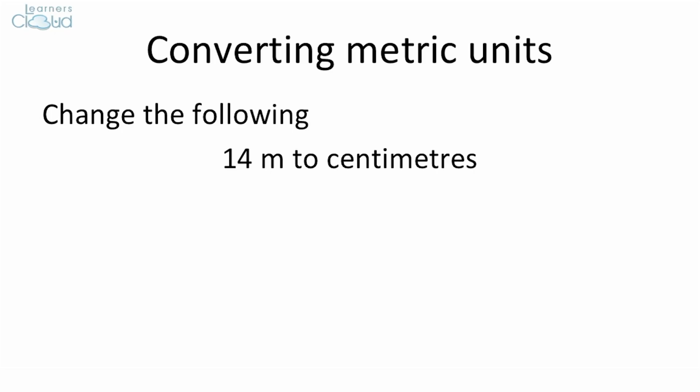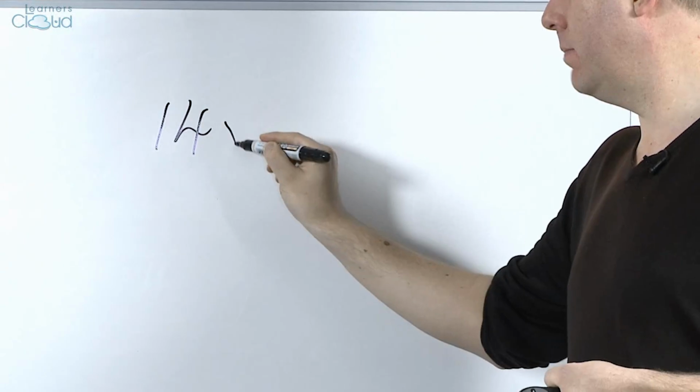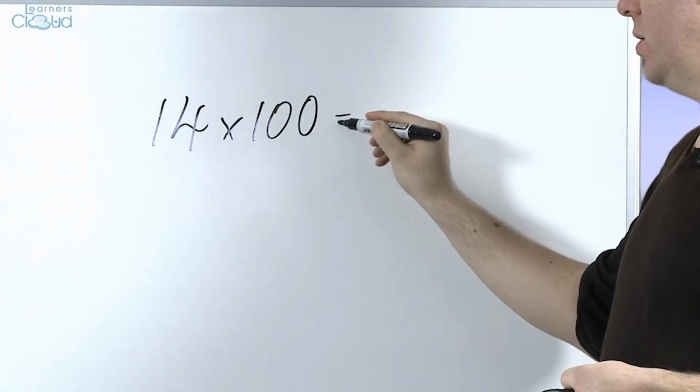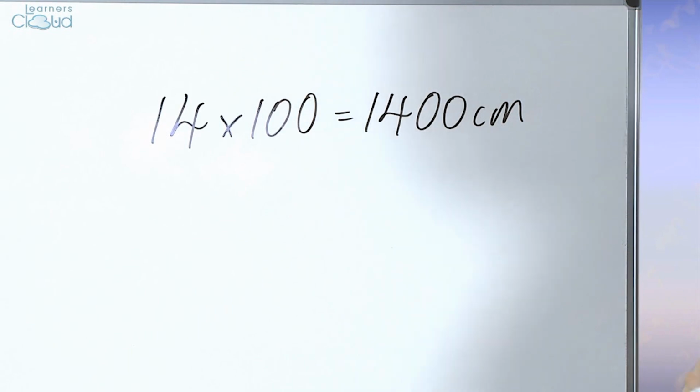The first question up here wants us to convert 14 metres to centimetres. Now, if you look back at what we just had, metres to centimetres, we're required to multiply by 100. So 14 multiplied by 100 tells us that there are 1,400 centimetres in 14 metres.